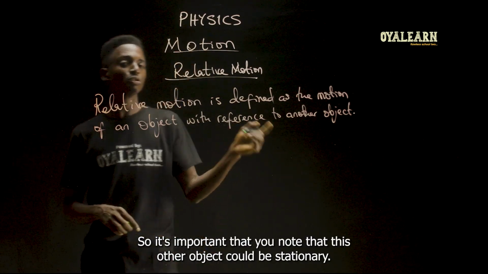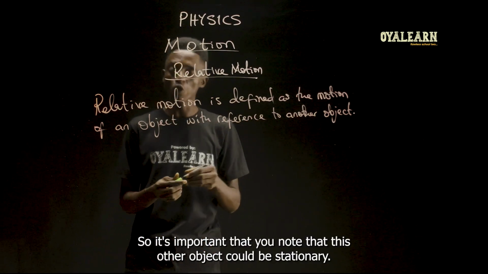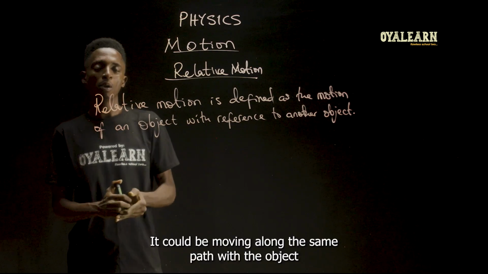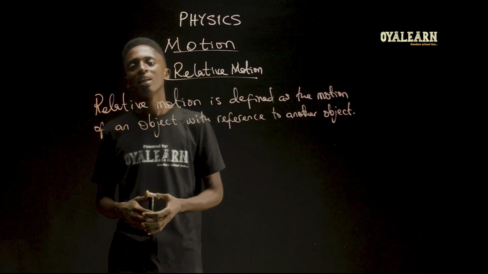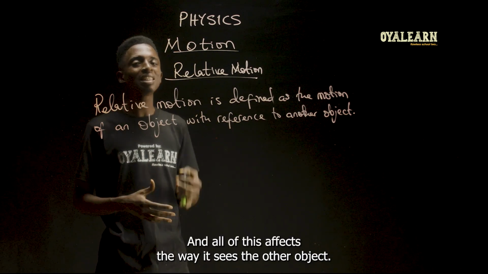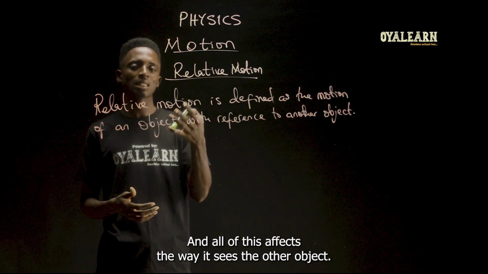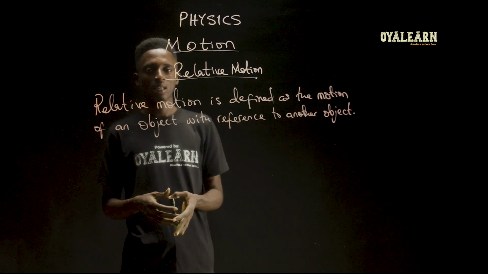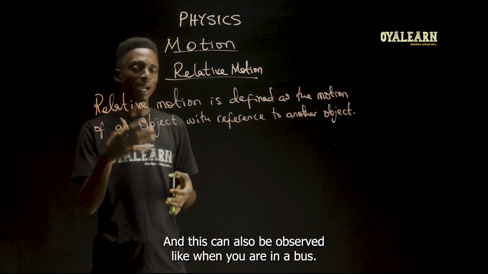So it's important that you note that this other object could be stationary, it could be moving along the same path with the object, or moving away from the object, and all of these affect the way it sees the other object. And this can also be observed when you are in a bus.